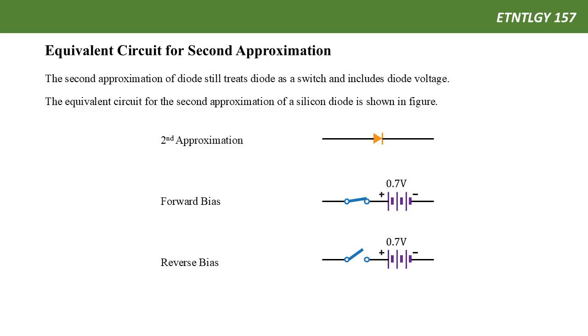We use the same schematic symbol for the second approximation. For the forward bias, which means when the diode conducts current, it's like a closed switch, so the current can flow through it. However, that requires 0.7 volt on the diode in order for the diode to conduct current. In the reverse bias, it's a little bit different. It's an open switch because no current can go through it. The diode still holds that 0.7 volts.